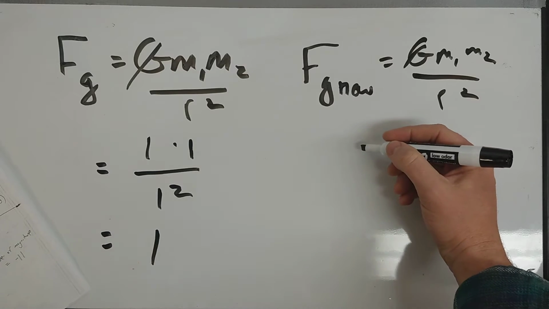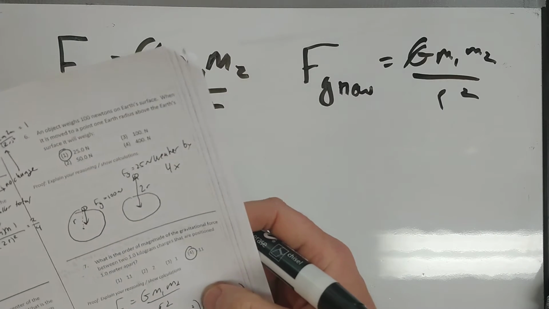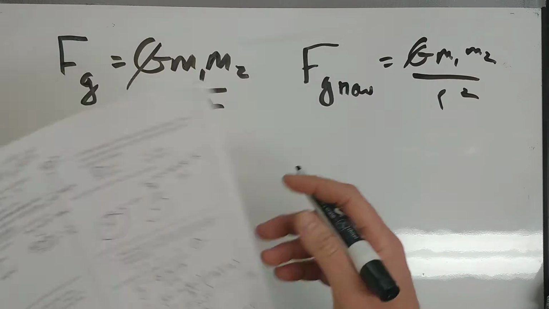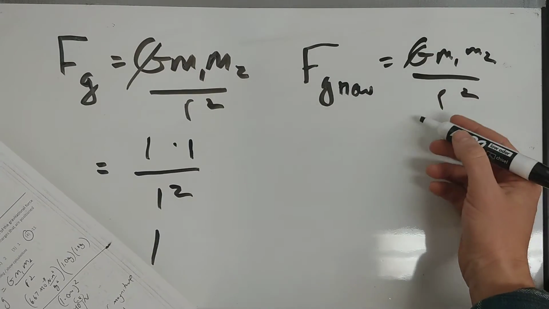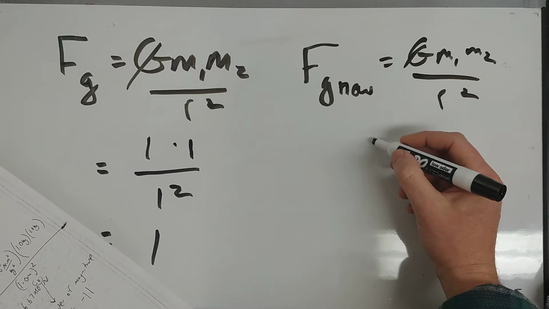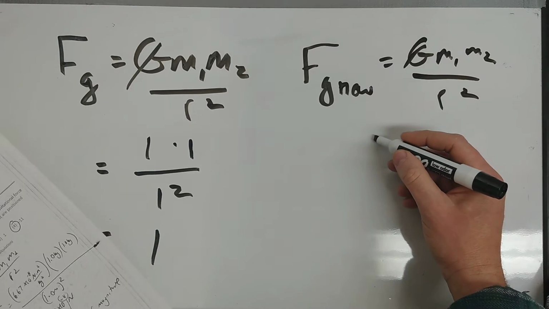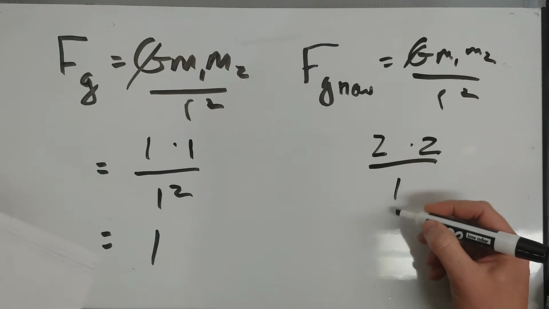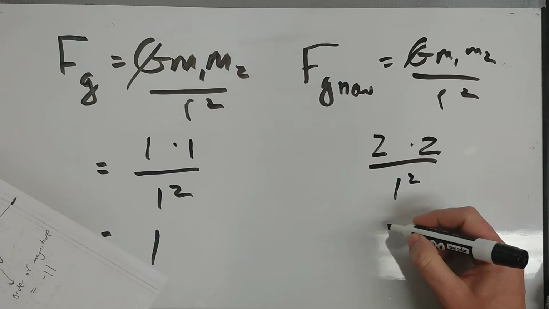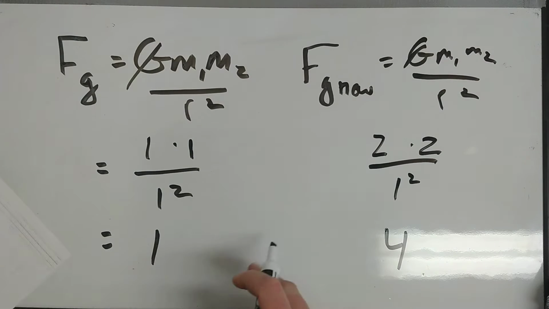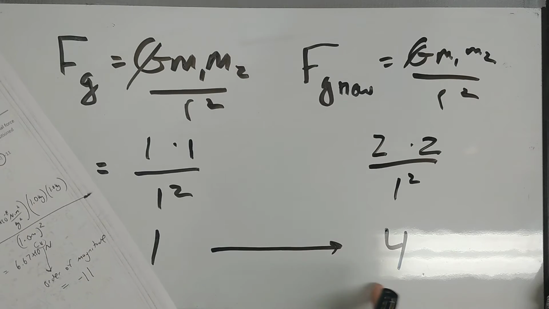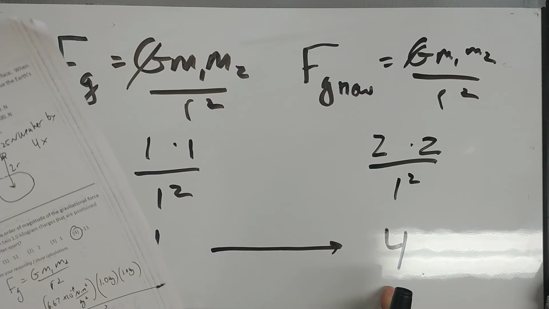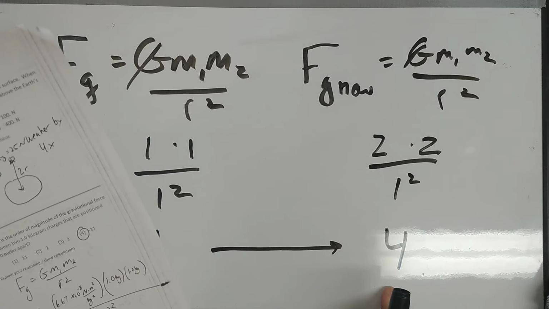All right, so for number 1 on here, if I double the mass of both objects, so now it's 2m and 2m. So I increase both things on the top by a factor of 2. All right, so I go 2 times 2 over the same radius, 1 squared. That gives me a factor of 4. So by doubling both masses, I've increased the force of gravity by 4 times. Cool. So definitely number 1 will increase the gravitational force.